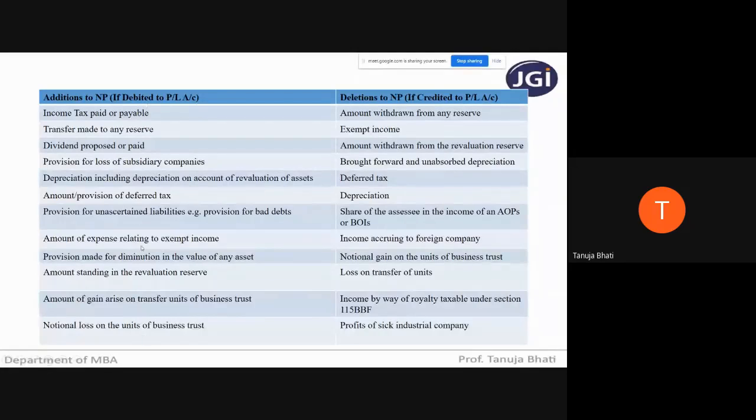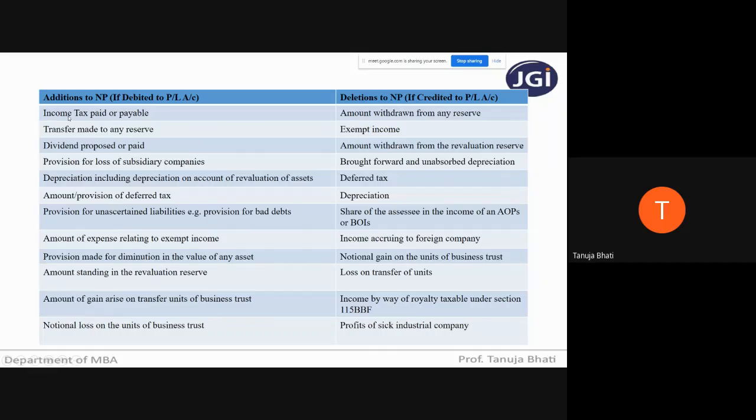So only if the below items are debited to the P&L account, you have to add them back to the net profit. When do you debit things to the P&L account, students? When there are expenses, correct? The debit side of the P&L account shows all your expenses. The credit side shows all your incomes, correct? So if the below items are debited to the P&L account, you have to add them back to the net profit to arrive at the book profit.